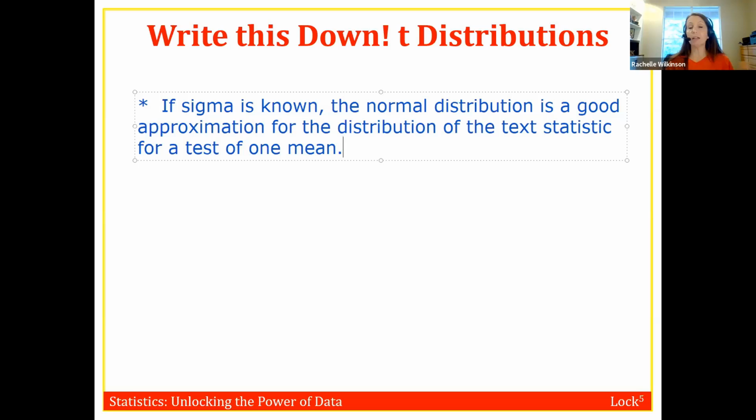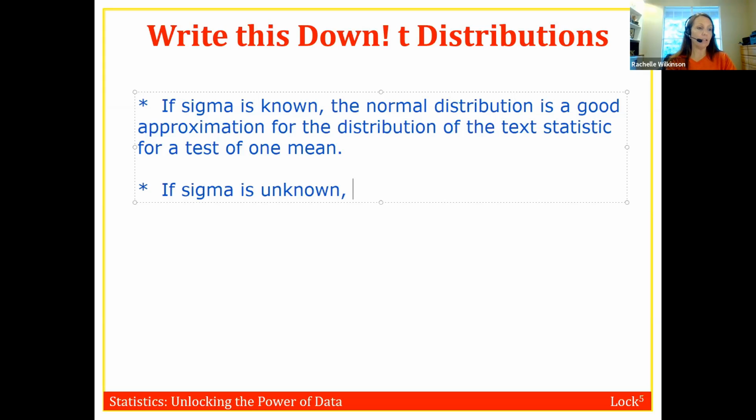So if we know sigma, then the resulting distribution that we're going to use is the normal distribution. Everything is great. But like I said, in real life, we actually rarely know what sigma is without also knowing what mu is. So most of the time in real life, we're going to have to use S to estimate sigma. So if sigma is unknown, then replacing sigma with S changes the distribution of the test statistic from a normal distribution to a t distribution.